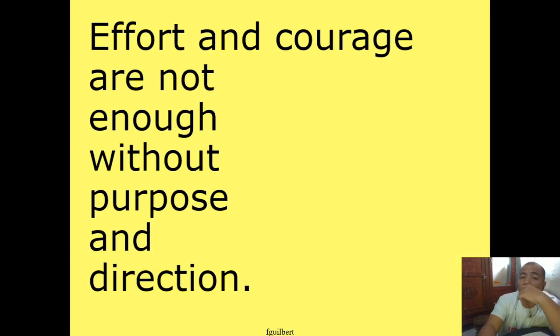So effort and courage are not enough without purpose and direction. So thank you very much for listening. This is part 1 of our lesson on slope-intercept form of the equation of a line.